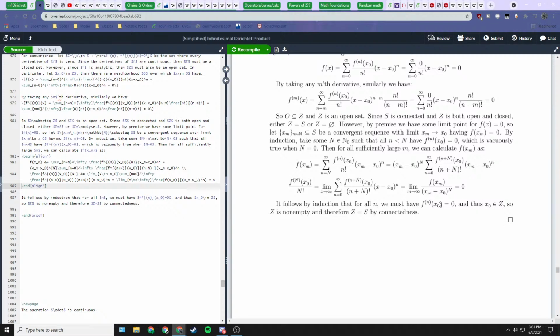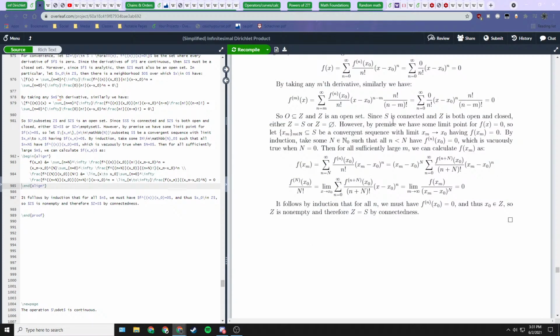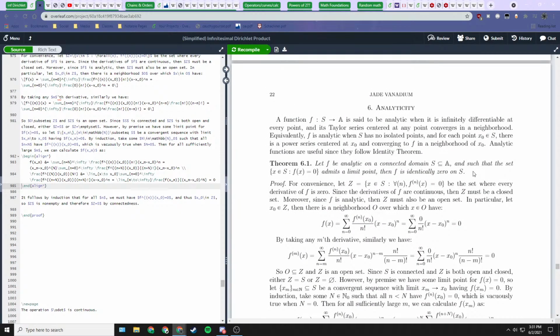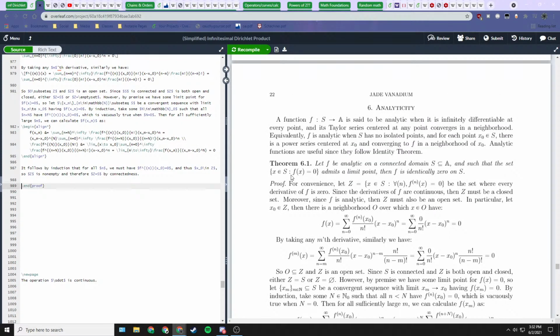And since all the derivatives are 0 at x0, then x0 is in the set Z. So Z is non-empty, so Z has to be S, since it's open and closed and non-empty, and S is connected. And that's essentially that proof. This is really useful, this identity theorem. We can add a corollary for if two functions are equivalent on a limit point. It essentially allows us to say that if we have a connected set, then analytic functions are very unique, in a sense.